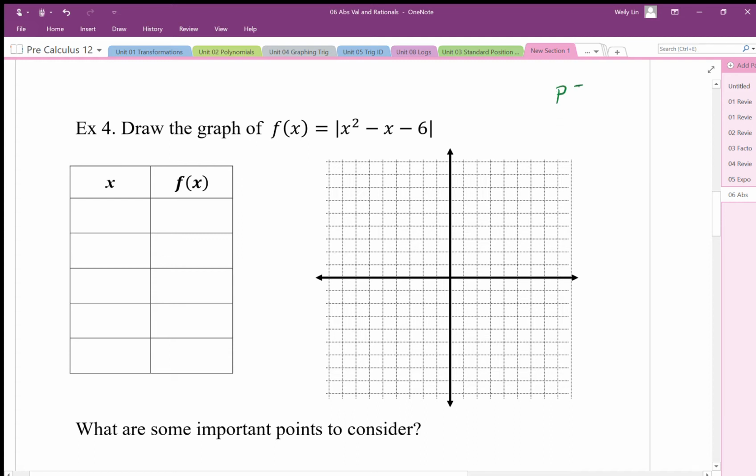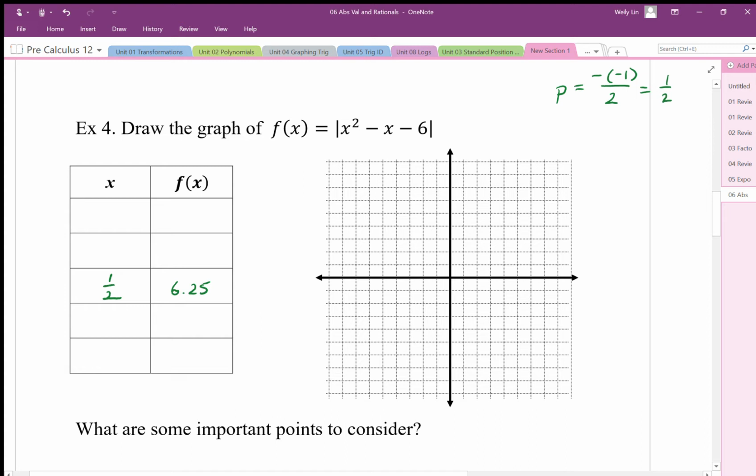P is going to be negative b over 2a. Okay, so my vertex is going to be a positive 1/2. So I'm just going to put that in here, positive 1/2. When x is positive 1/2, I'm going to end up with 1/4 minus 1/2, that's negative 1/4, minus 6, which is negative 6.25, and then the absolute value is going to be positive 6.25. Okay, so I'm going to have that coordinate.